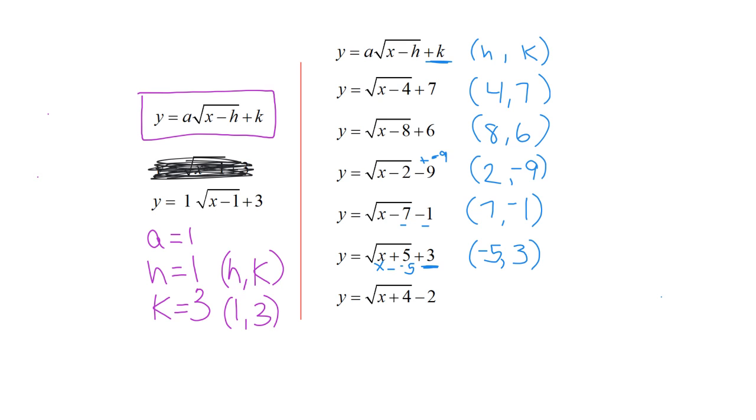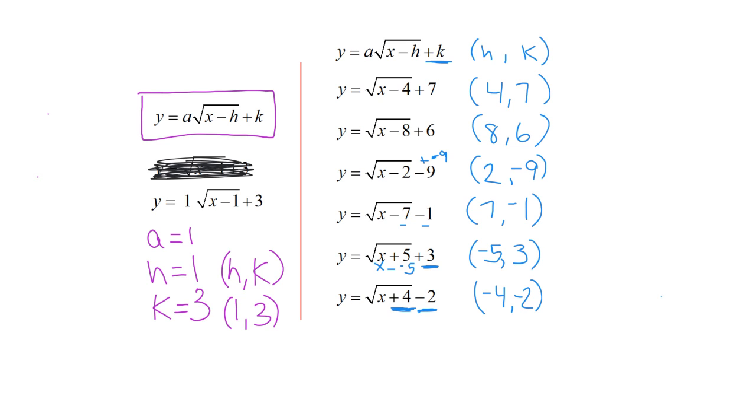Okay, so let's do this last one, and then we'll sum that all up. When we have a plus 4 right here, and the original standard form has minus h, we know that this is going to be minus 4 or negative 4. And if we're supposed to have plus k on the outside of the root and it's a minus 2, then we have negative 2.